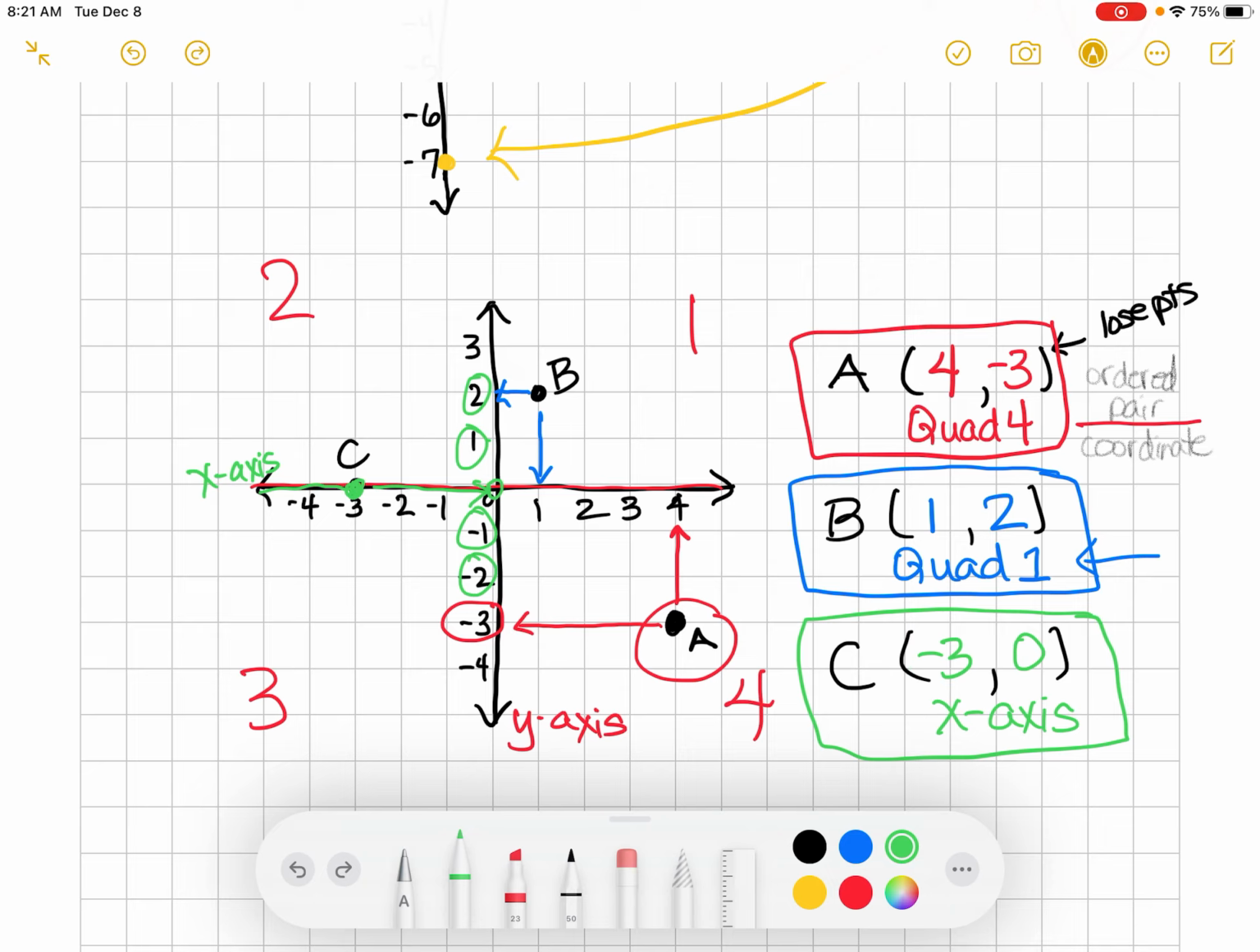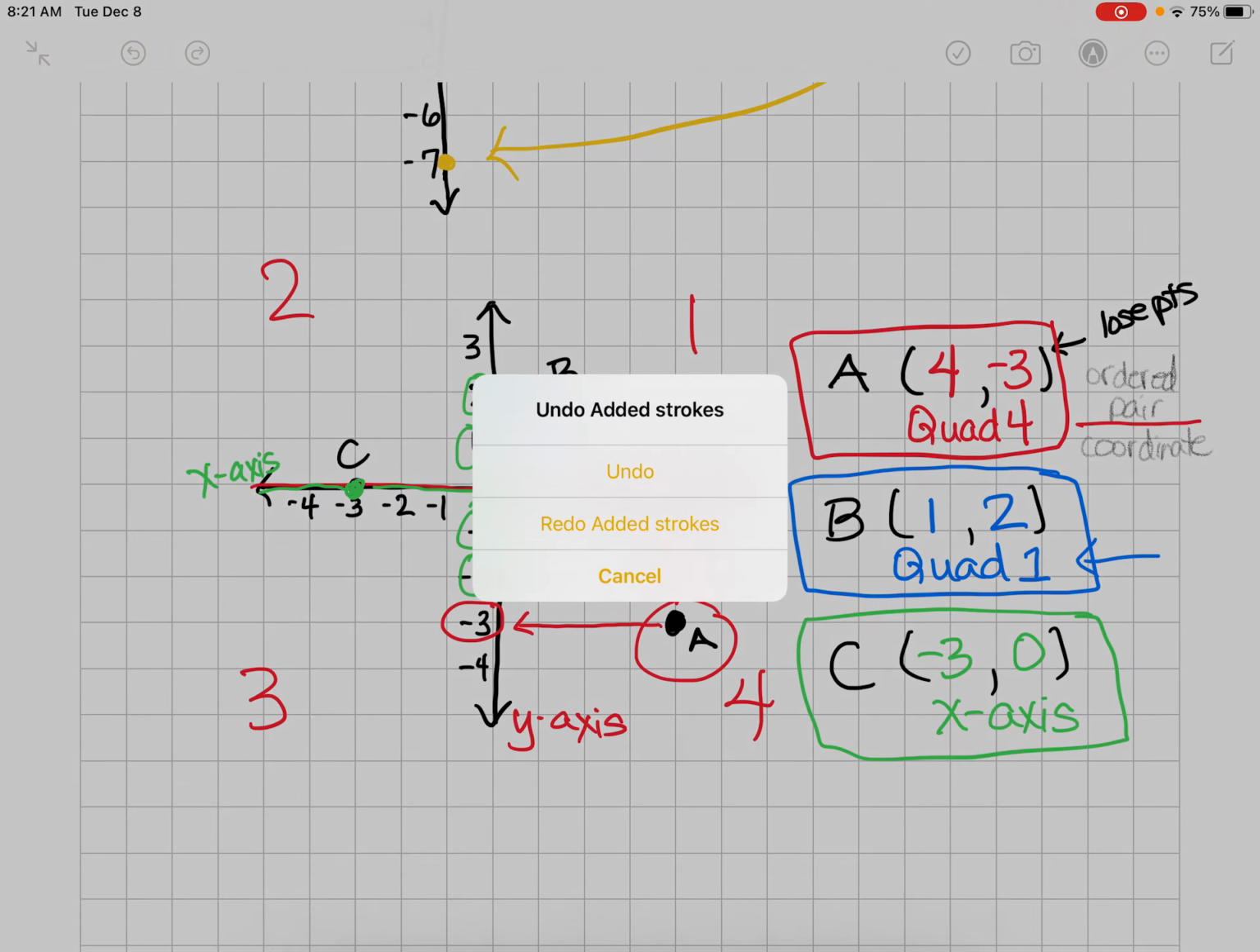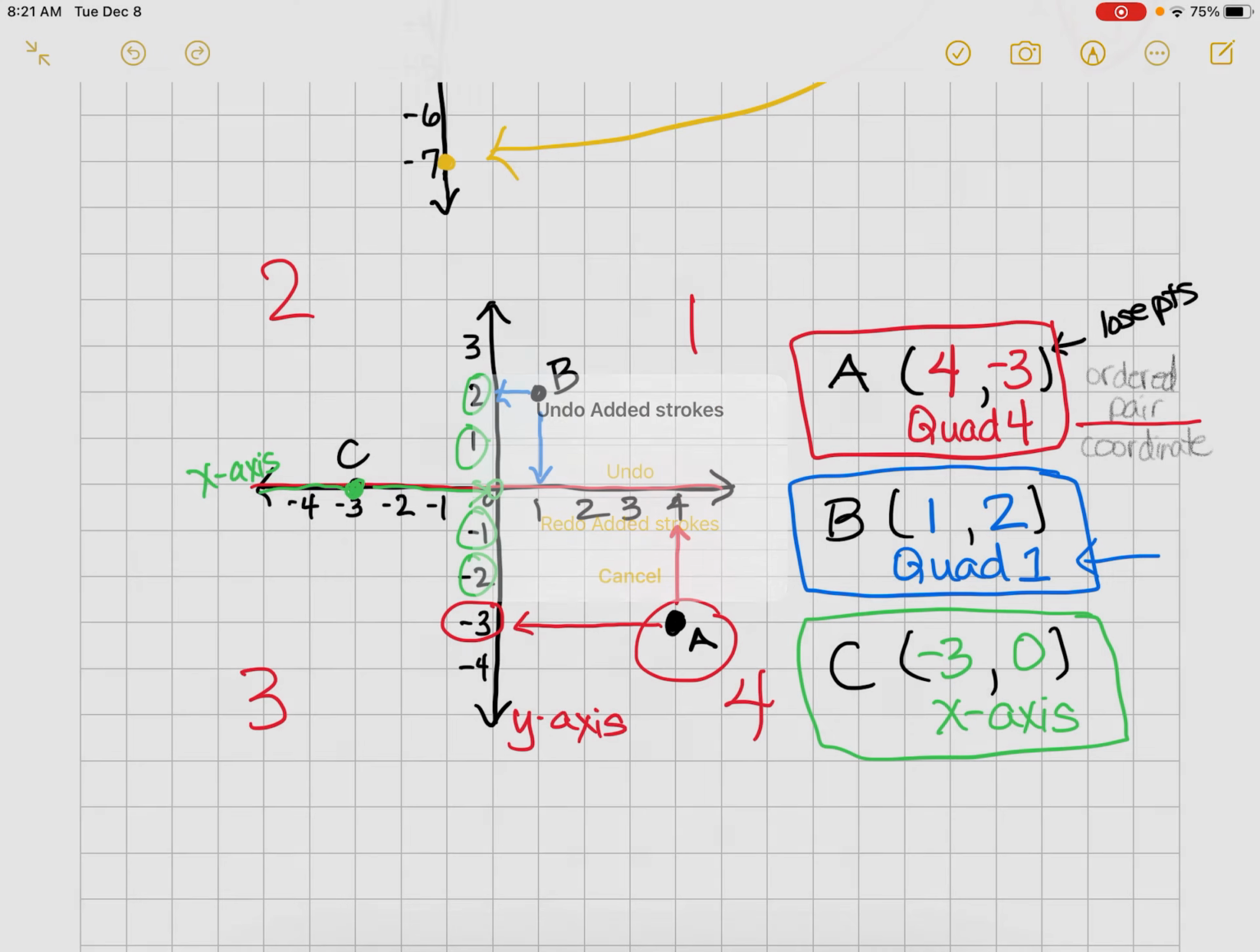Okay, and that's it for today on these. So hopefully you can understand this and get it down. And then the quiz over this is super easy, and I have a short quiz for it when we come back from the holidays. But you will be doing a worksheet, some homework tonight, and a worksheet. Okay, that's it. Thanks, kids.